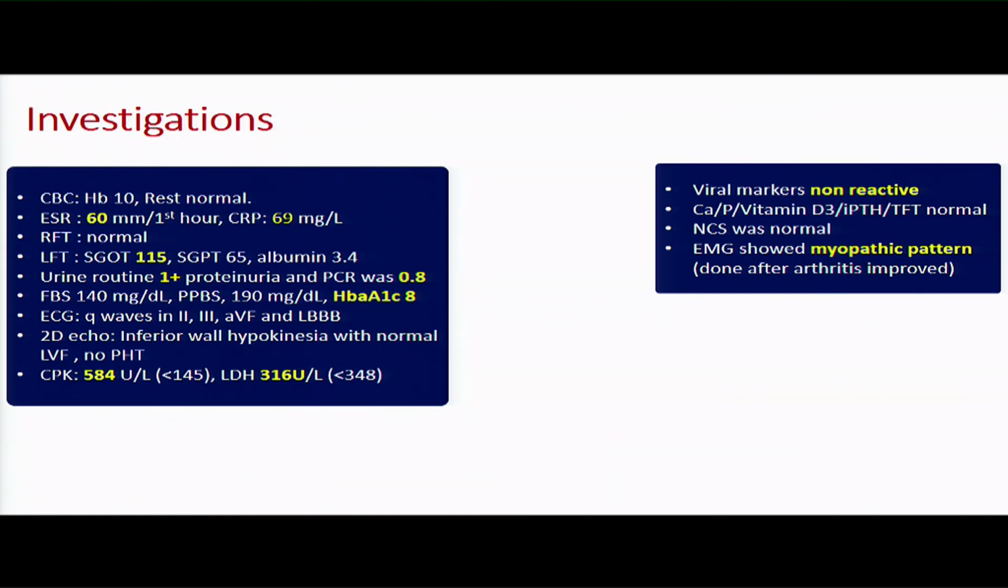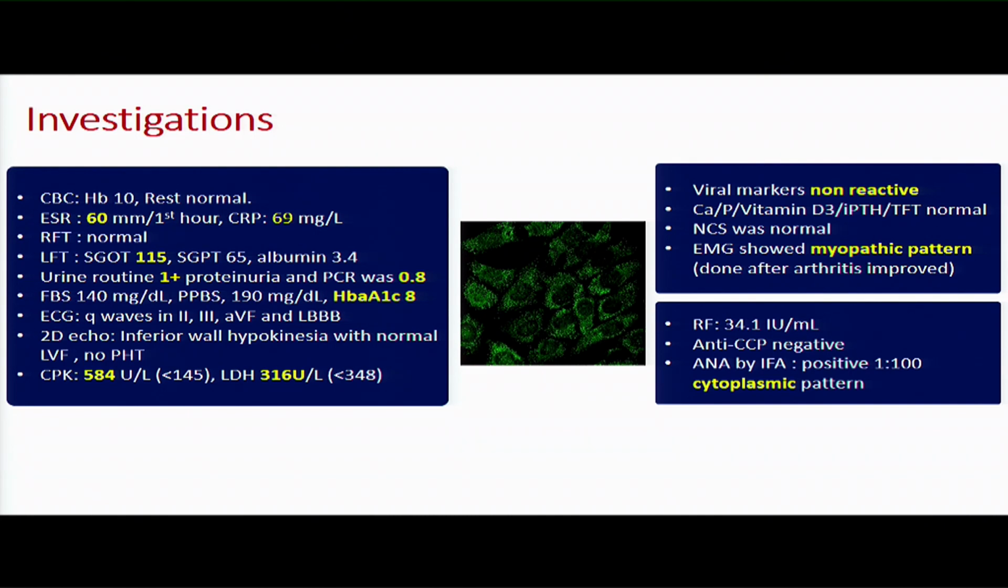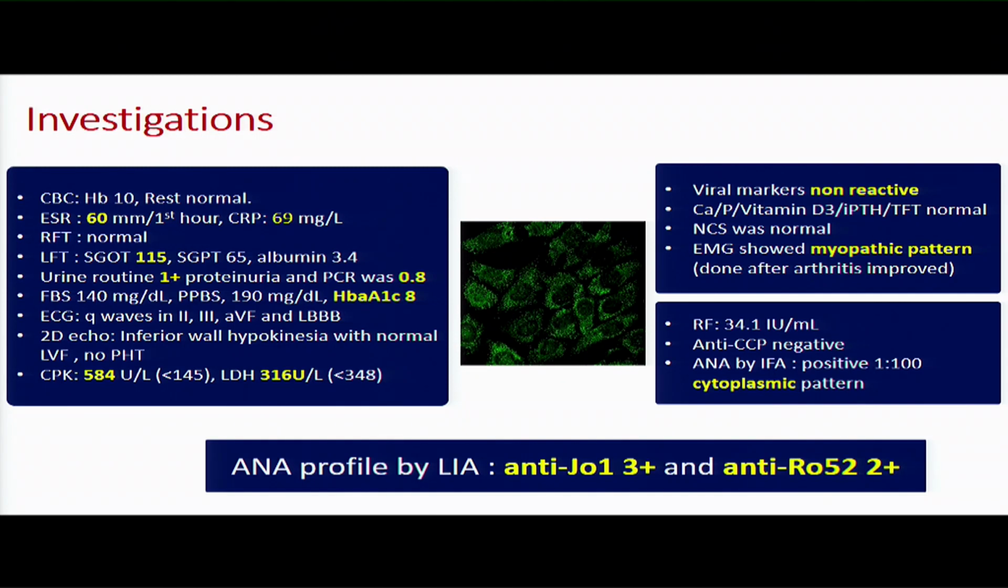NCS was normal, and EMG showed a myopathic pattern. It was done 2 weeks later, once the arthritis improved. Her rheumatoid factor was positive, but only borderline. An ANA by indirect immunofluorescence showed a speckled cytoplasmic pattern, which is peculiar for a Jo-1 pattern, and that was confirmed by a line immunoassay, which again showed Jo-1 3+ and Ro52 2+.